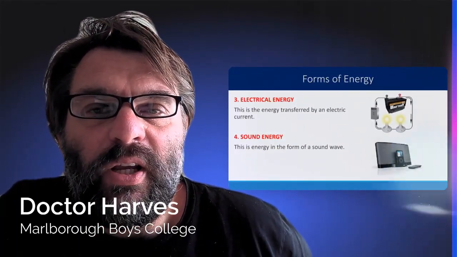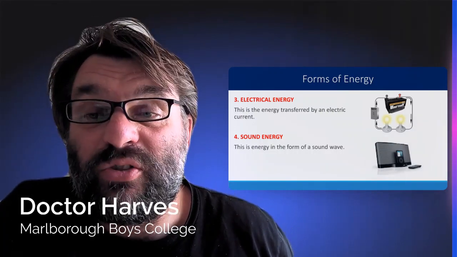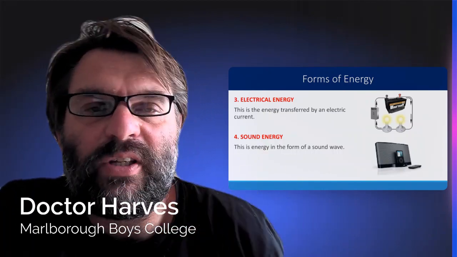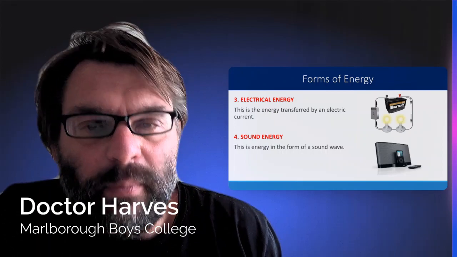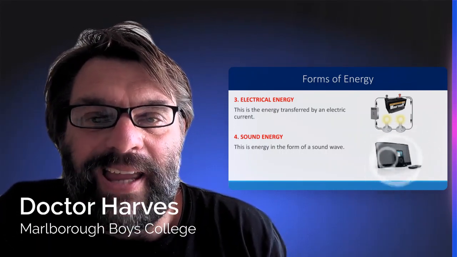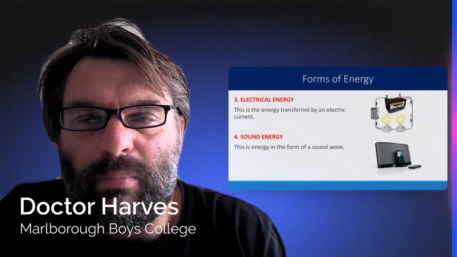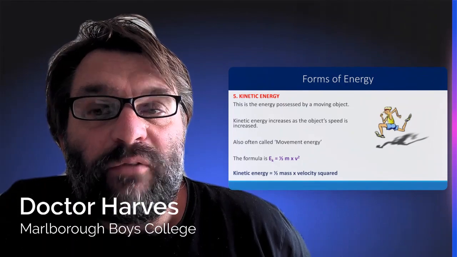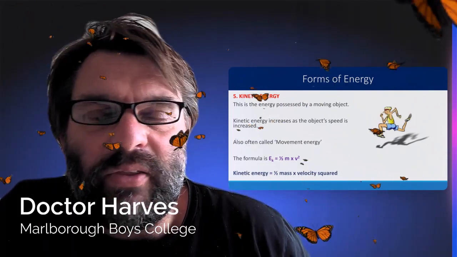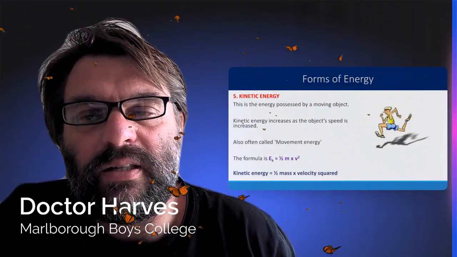We have electrical energy, which is from batteries, for example, and it's the energy that is transferred in electrical current. So electrical energy is transferred into light energy, for example, for the bulbs we see in our image. Then we have sound energy, which is the energy in the form of a sound wave, which we use for our speakers and our AirPods. Then we have kinetic energy, which we're familiar with. This is the energy of moving, and remember that the equation is half mv squared, half the mass times the velocity squared.